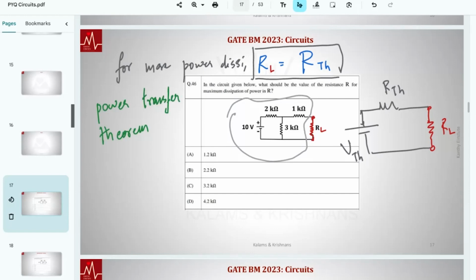So what are they asking? They are asking you to find R Thevenin, right? So the whole question in other terms can be stated as find R Thevenin, which is what they have stated this way. What should be the value of resistance R for maximum dissipation of power in R? In simple terms, find R Thevenin on this. Okay, is this question clear? We'll go, sir, how do you find R Thevenin? I haven't really explained that, so we'll have to.